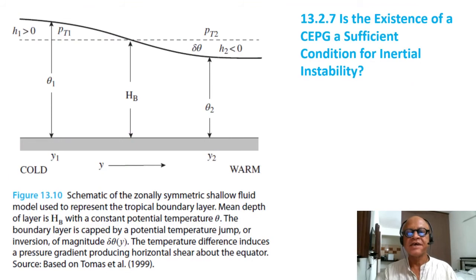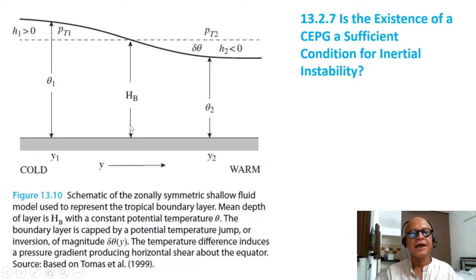So, is the existence of a cross-equatorial pressure gradient a sufficient condition for inertial instability? Again, I won't go through the details of the calculation, but just show that it's not sufficient. If you have static stability on the other side, then inertial instability is not going to be very good at setting up convection. Okay, so look at a simple schematic of a zonally symmetric shallow fluid model used to represent the tropical boundary layer.